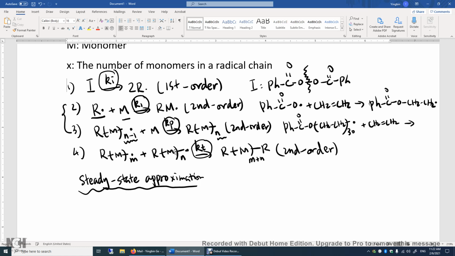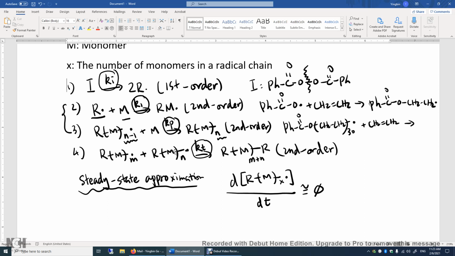When you have highly reactive species in the mechanism, usually you can apply the steady state approximation for such a highly reactive species. This is to assume the rate of change of the concentration of a highly reactive species is very close to 0 during the reaction. So in this case, the change of the concentration of radicals over time is roughly 0.